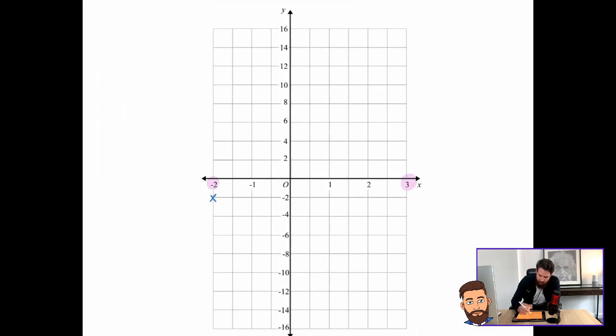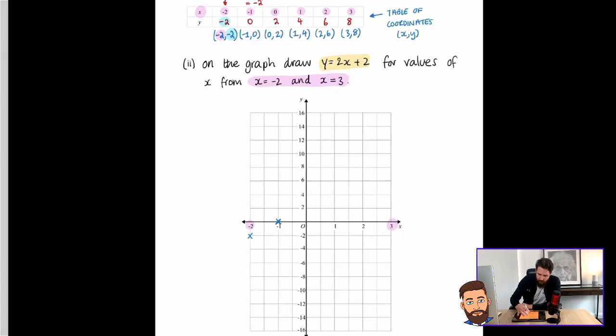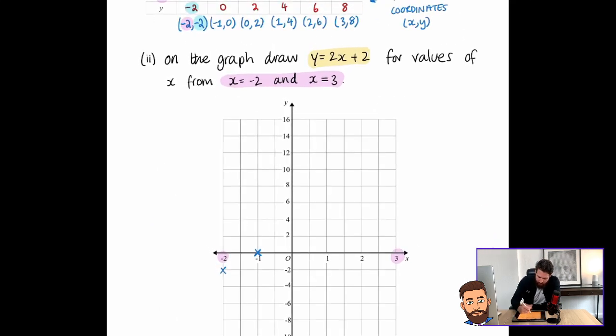If we take our next coordinate, -1, 0. I'm going to start at 0, always start at the origin. I'm going to go across -1 and I'm going to go up 0. That means I don't go anywhere. So my point will be on the x-axis at -1. Just to recap, I went across to -1 because x was -1 and y is 0, which means I stay exactly where I am. The next coordinate is 0, 2, so I start at the origin, I go across 0, so I stay where I am, and then I go up 2. So it's going to give me that point there.